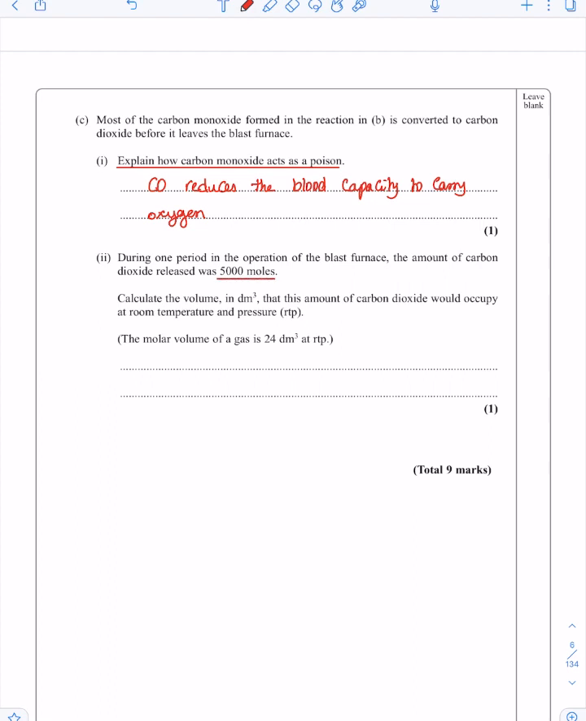Question double I. During one period in the operation of the blast furnace, the amount of carbon dioxide released was 5,000 moles. Calculate the volume in cubic decimeter that this amount of carbon dioxide would occupy at room temperature and pressure, RTP, given that the molar volume of a gas is 24 cubic decimeter at room temperature and pressure. The law says moles is equal to volume over molar volume, which is 24 cubic decimeter. So we can say the volume of carbon dioxide gas is equal to the moles, 5000, times 24, which gives you 12,000 cubic decimeter.